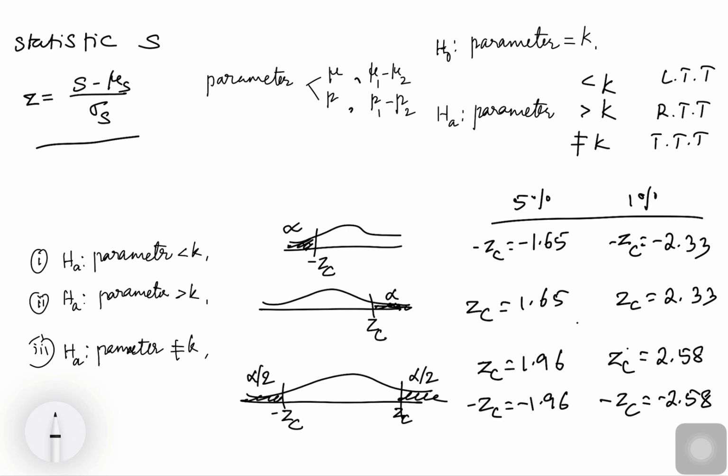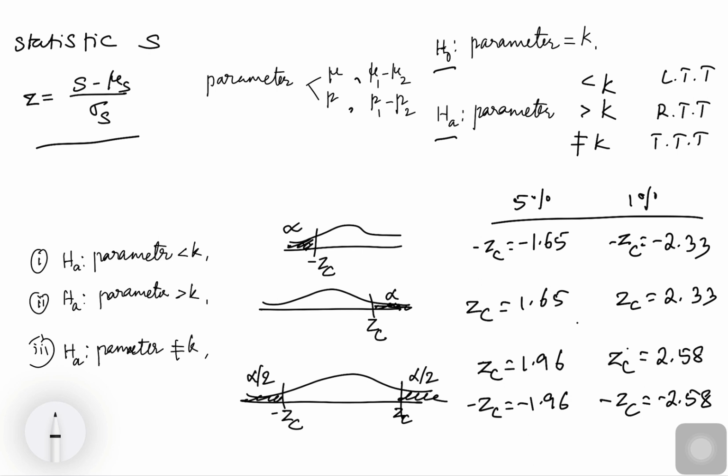So for that we will be formulating a null hypothesis and an alternate hypothesis. The null hypothesis will always be the parameter is equal to some constant k, and the alternate hypothesis would be parameter is either less than k, greater than k, or not equal to k. Based on these inequalities and not equal to, they are classified as left tail test, right tail test, and two tail test.